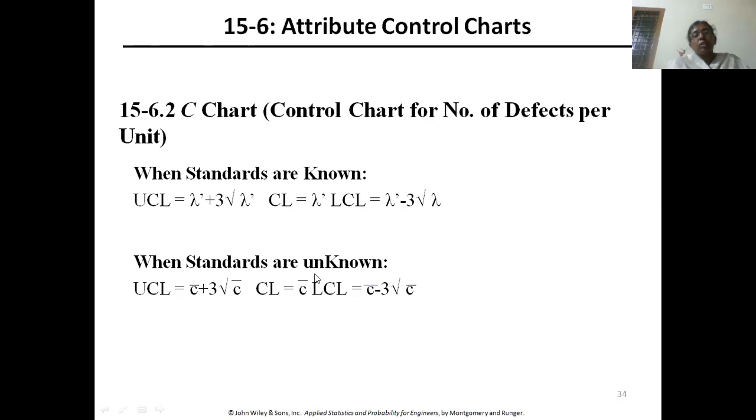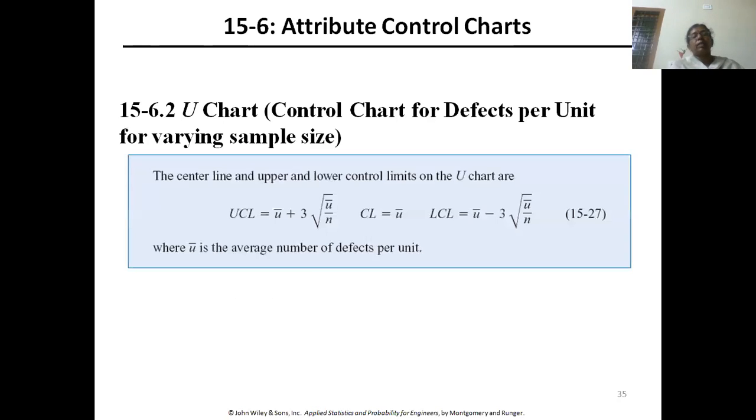And when this lambda is not known, then UCL is C bar plus 3 root C bar, CL is C bar, LCL is C bar minus 3 root C bar. Then you have the U chart, that means the control chart for defects per unit for different sample sizes. Whenever the sample sizes are changing, we have the U chart. So UCL is U bar plus 3 root U bar by n, CL is U bar, LCL is U bar minus 3 root U bar by n, where U bar is the average number of defects per unit.